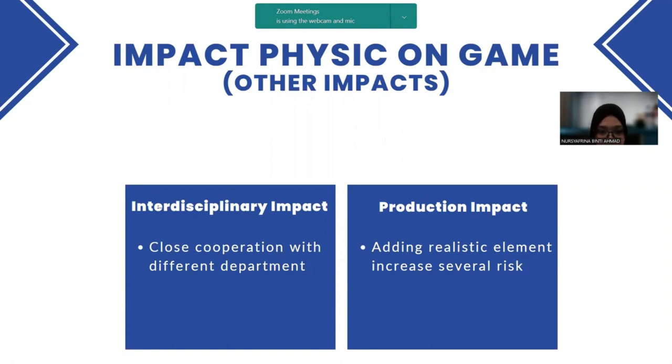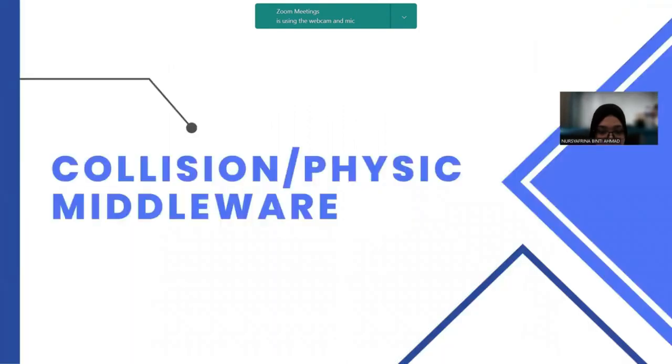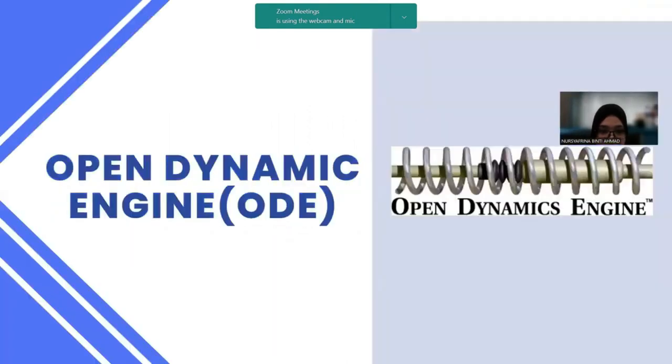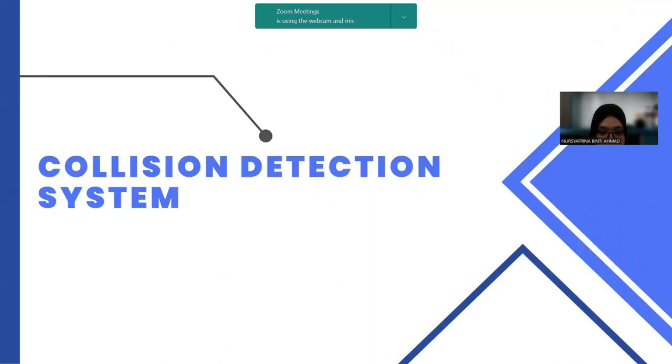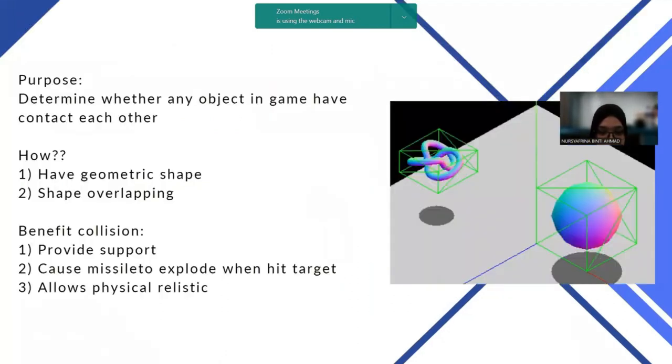Then production impact: adding realistic elements will increase several rates such as cost and technical requirements. These are the SDK and engine used in physics. Collision and detection system: the purpose is to determine whether any objects make contact with each other by looking at the geometric shape and shape overlapping.